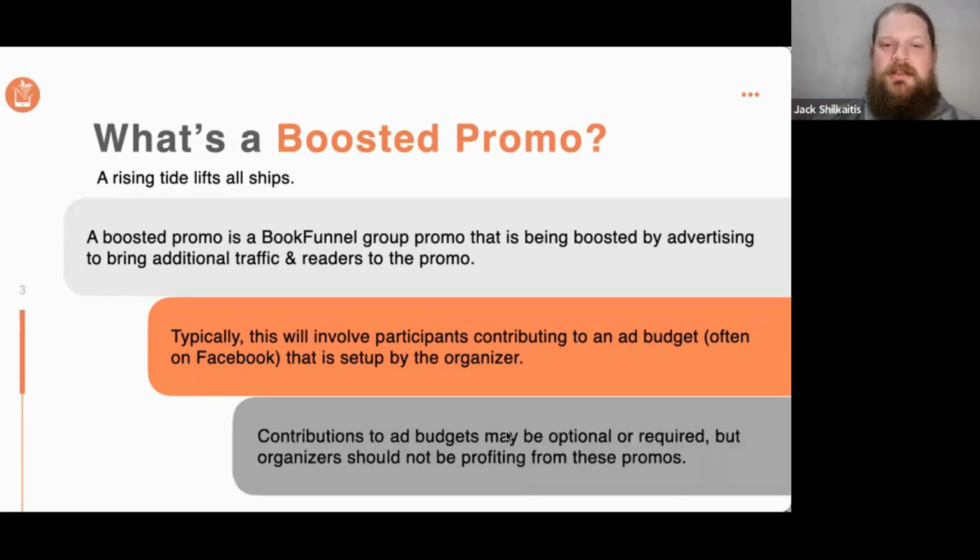Contributions to ad budgets may be optional or required. So that's something that you'll want to pay attention for if you're looking to join these promos. But organizers shouldn't be profiting from these promos. And that's something we're going to talk about again here in a little bit when we get to best practices. The idea is that 100% of the contributions should go toward ads. This is not a way for organizers to make money off of being a promo organizer, right?